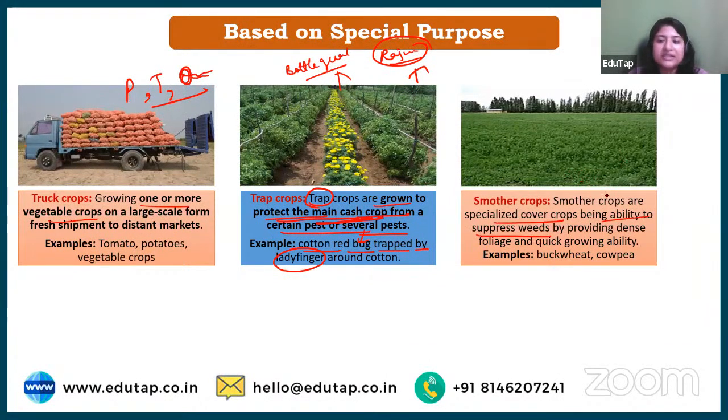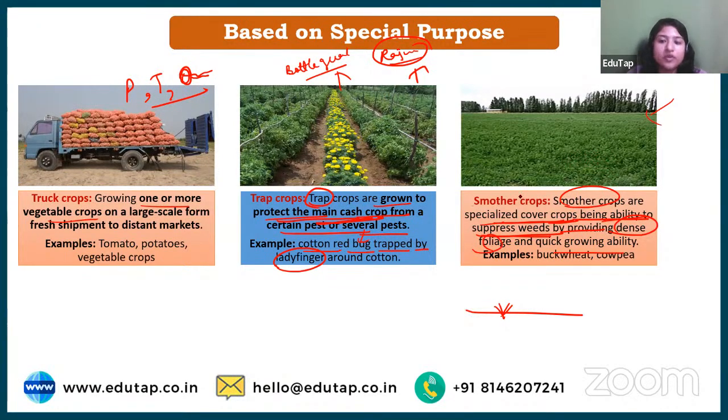Smother crops are specialized crops with the ability to suppress weeds. What is the aim here? To grow such crops. Look, weeds also need space to grow. If there is no space provided to them, of course they will not grow. So such smaller crops are specialized cover crops. Cover crops are crops which can cover the area so that there is no space left for the weeds to grow. Specialized cover crops have the ability to suppress weeds by providing dense foliage and quick growing ability. I hope you understand the difference.